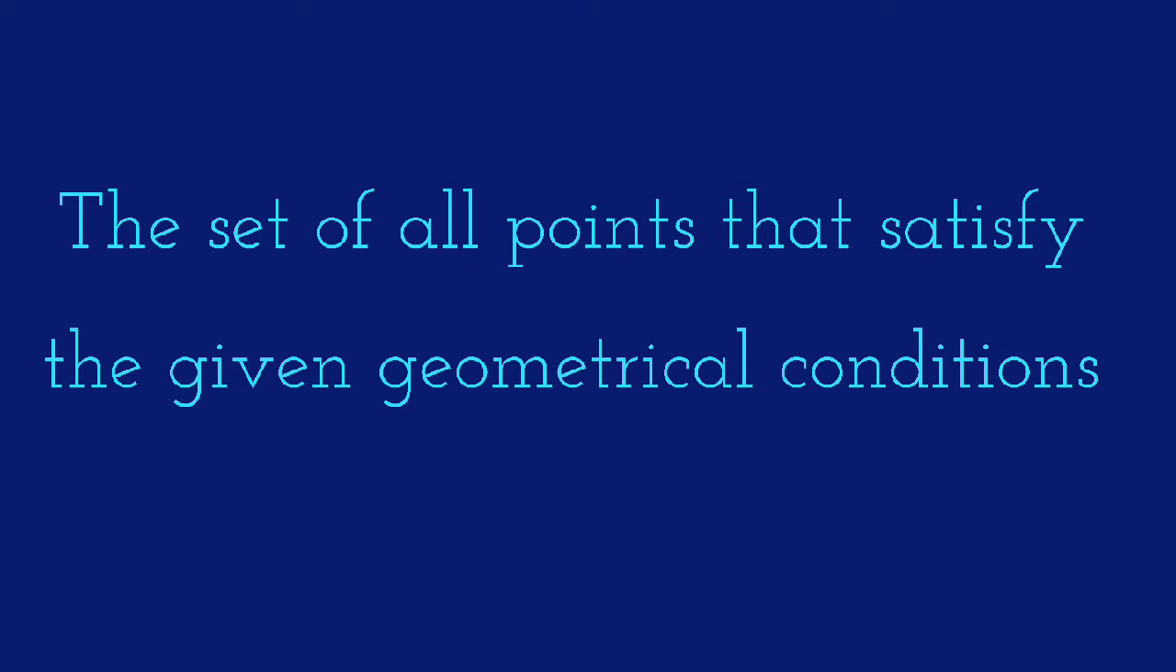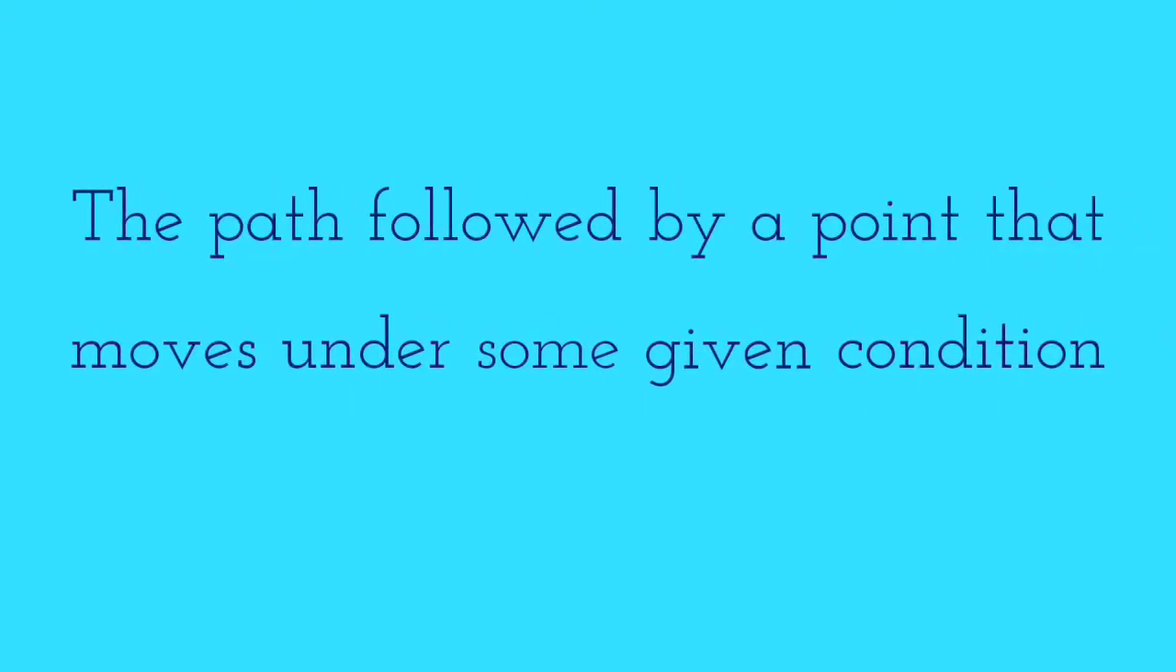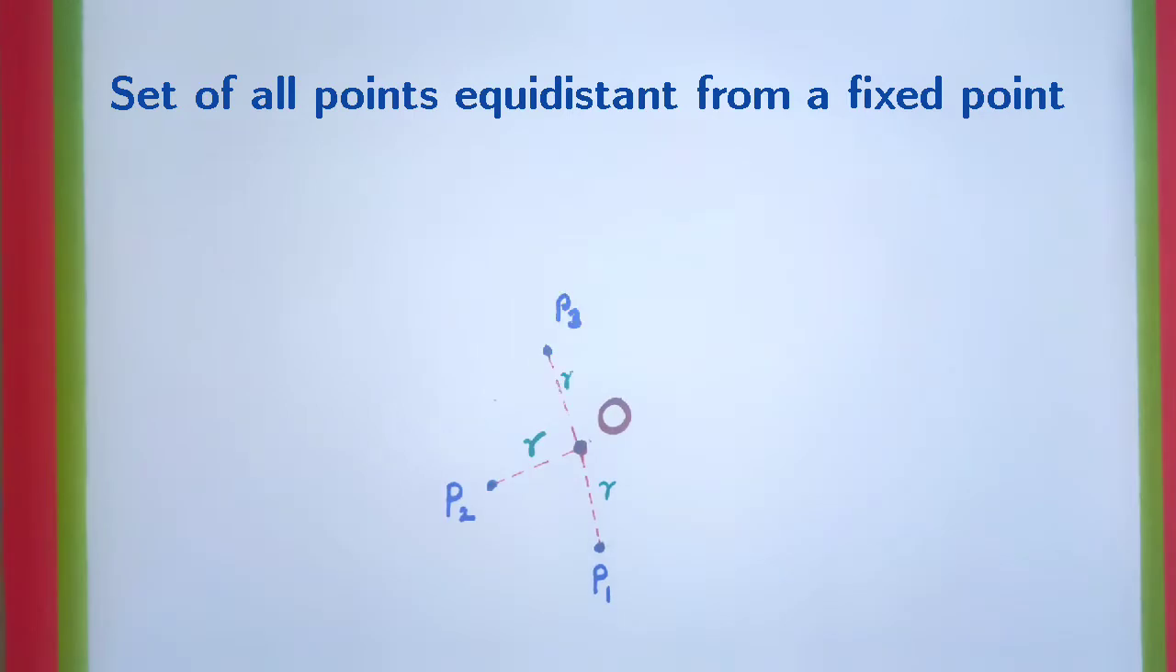And the second definition, which I personally like, says that locus is the path followed by a point under given geometrical condition. Okay, so these are the two definitions. Now, in order to understand the definition, let us take a couple of examples. The first example is this: set of all points equidistant from a given fixed point. Here, let us consider a fixed point, say O, and let us consider some distance, say R. So you can see P1, P2, P3, all these points are at distance R from O. Okay, so they are equidistant.